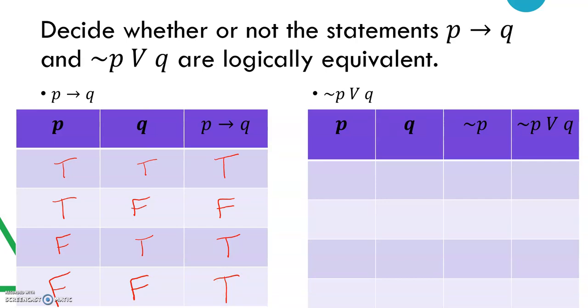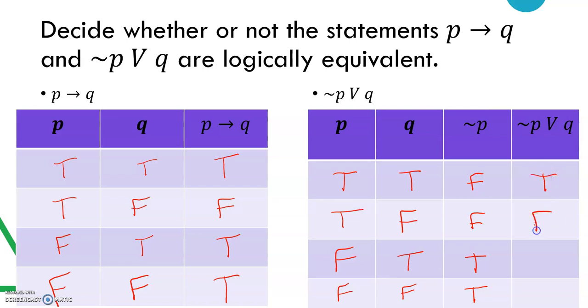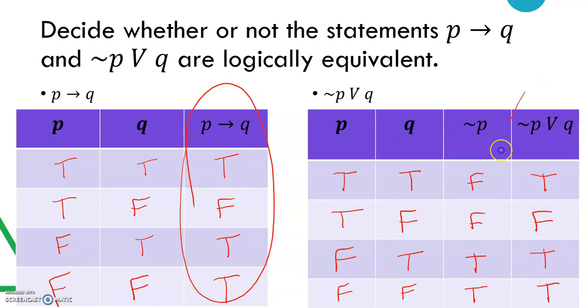Not P or Q: our options are true and true, true and false, false and true, false and false. Not P is going to be false, false, true, true. And not P or Q: false or true is true, false or false is false, true or true is true, true or false is true. If we look at our columns here, P implies Q and not P or Q, those statements are logically equivalent.